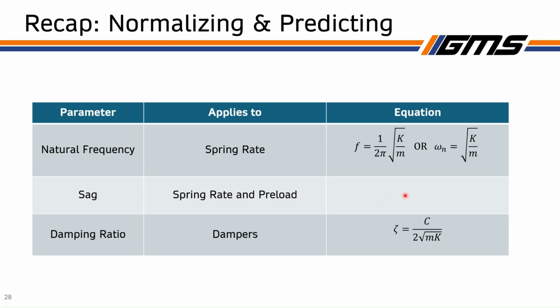I should have put an equation here. Let me actually just draw this out. I meant to include this, but I didn't. It's going to be XS divided by X total, right? Where XS is the amount that it displaces when you put the weight of the car, and X total is going to be the total amount of travel that you have.